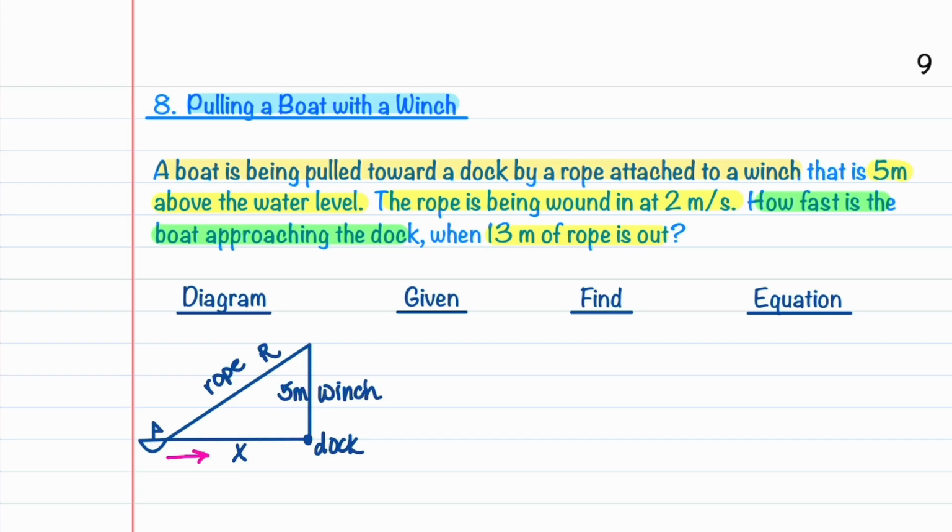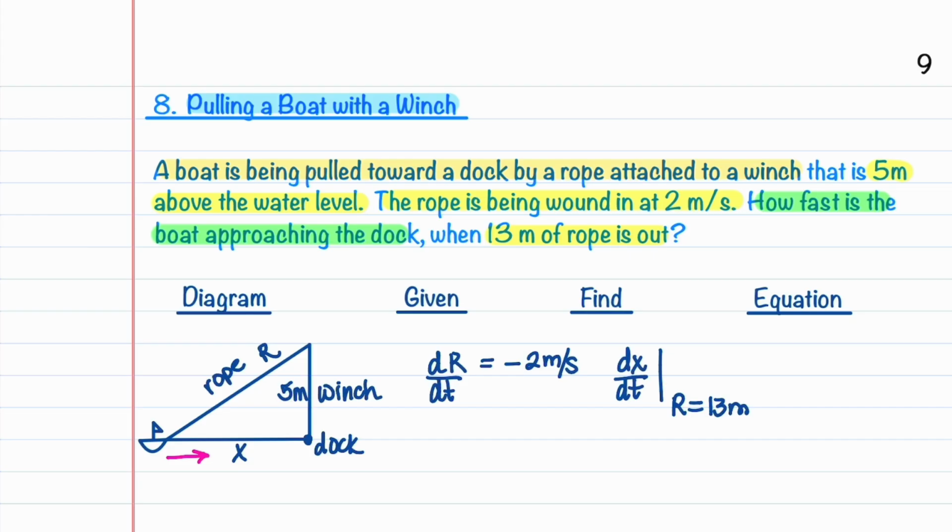Now let's write down what we're given. We are told that the rope is being wound in at a rate of 2 meters per second. So we can say that dr/dt is equal to minus 2 meters per second because the amount of rope is decreasing. We want to find how fast the boat is approaching the dock, so that is going to be dx/dt. And we want to know that when 13 meters of the rope is out, so that is going to be when r is 13 meters.